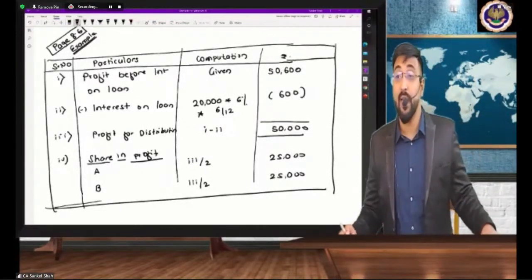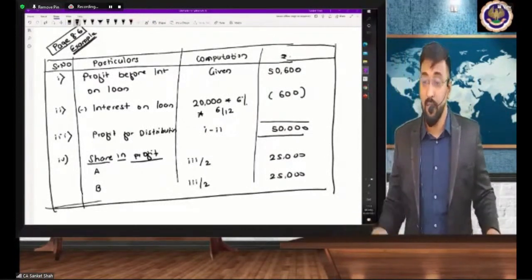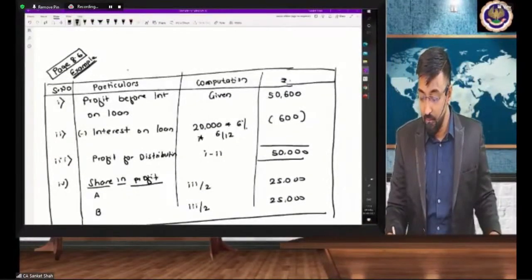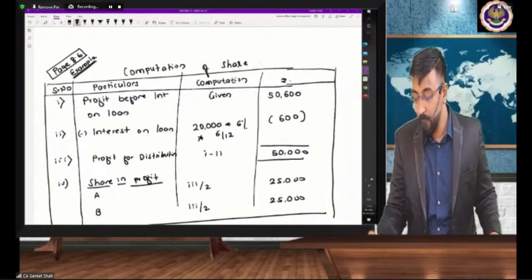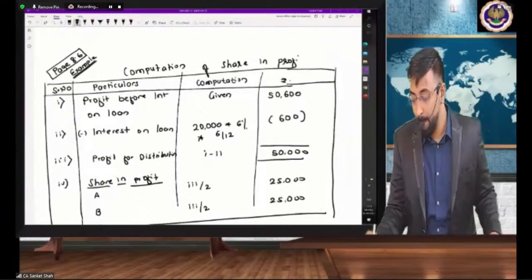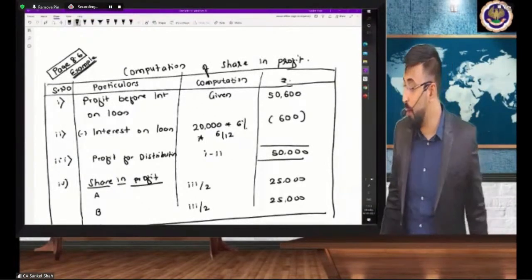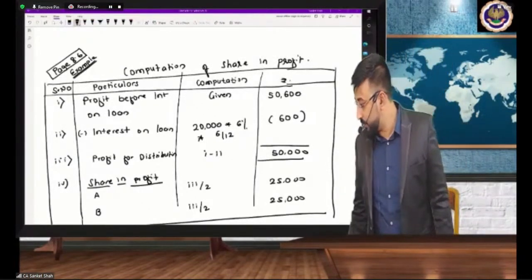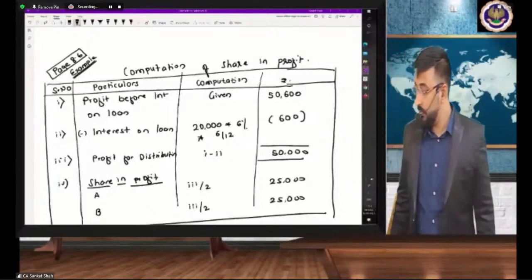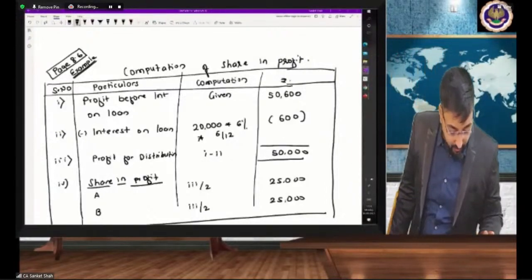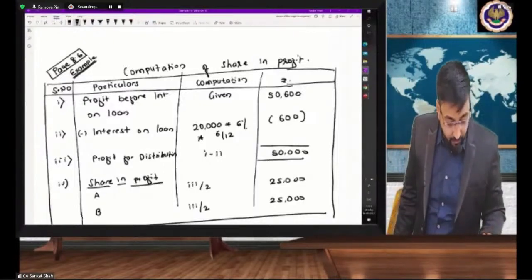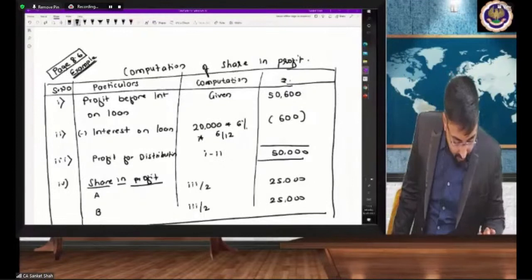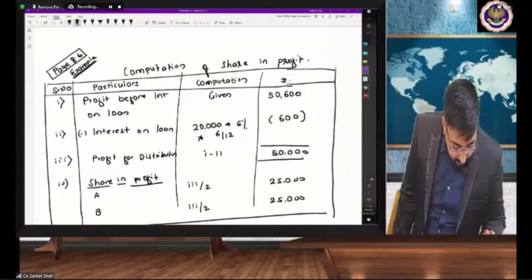Now you got the answer. How to present? And this is a table. Computation of share in profit. It's visible. Okay. Please improve quality. Yes, Arshit. What happens if there is a loss?